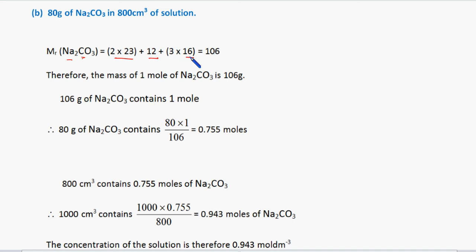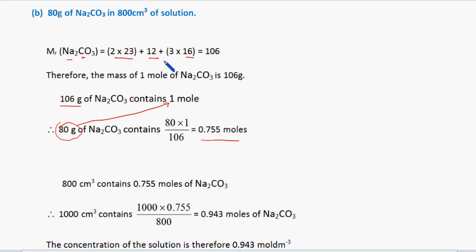What does that number tell you? It tells you that the mass of 1 mole of sodium carbonate is 106 grams. So we write our statement as 106 grams of sodium carbonate contains 1 mole. We need to find out how many moles are present in 80 grams. So 80 grams of sodium carbonate contains, cross multiplying, 80 multiplied by 1 divided by 106, and that gives us 0.755 moles. All we've worked out here is how many moles are present in 80 grams.